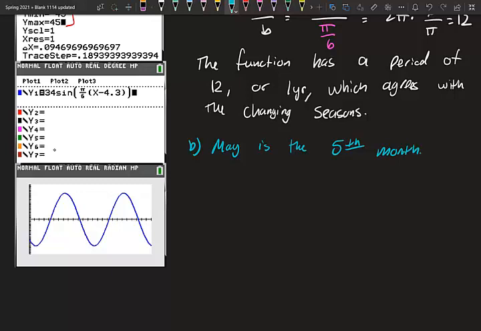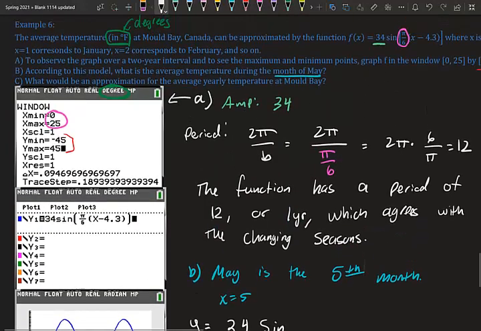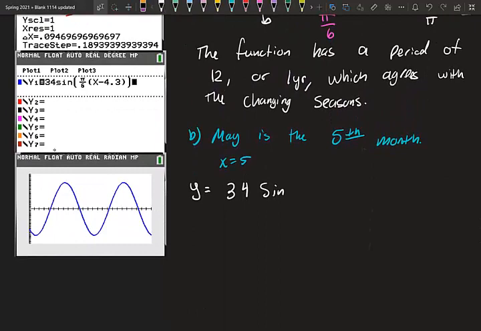Since it's the 5th month, we're saying x equals 5. So all we do is just plug in x for 5. So we have y equals 34 sine. I'm plugging this into the function they gave us: 34 sine pi over 6 times x, which is 5, minus 4.3.